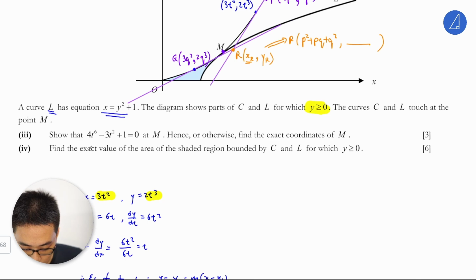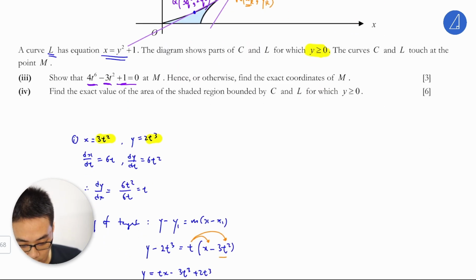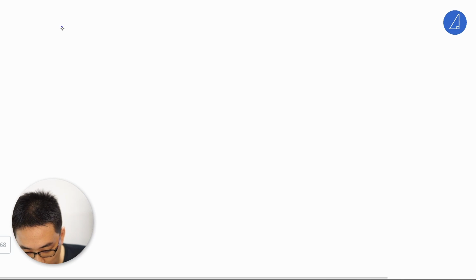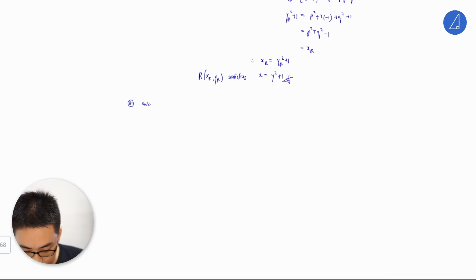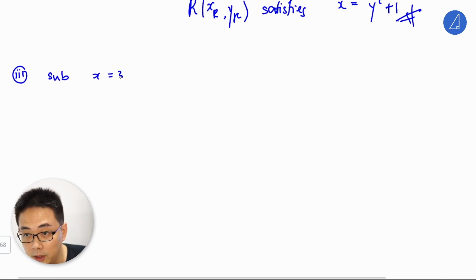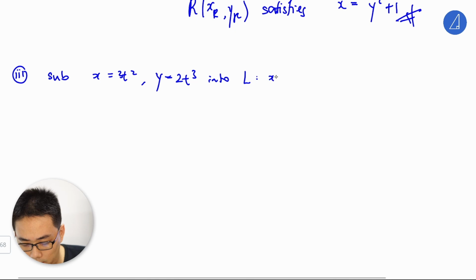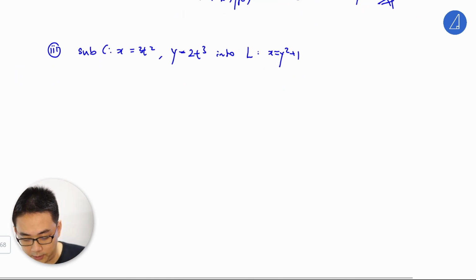Show that 6t cubed and 3t cubed plus 1 is equal to 0. Hence find the exact coordinates. I think this is pretty okay. You just need to find the intersection point. So for part 3, sub x equals 3t squared, y equals 2t cubed into L, which is x equals y squared plus 1. Sub C into L because this is the intersection point.